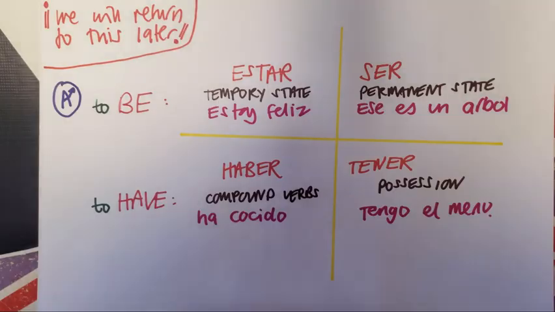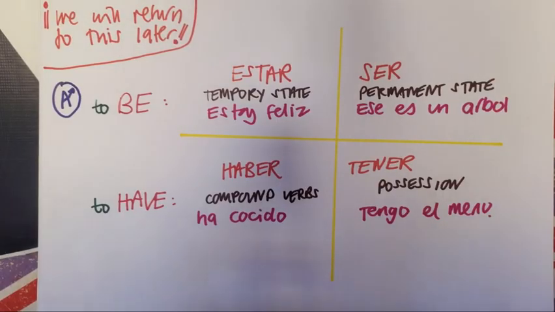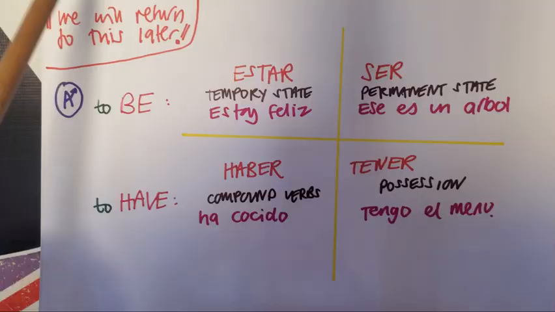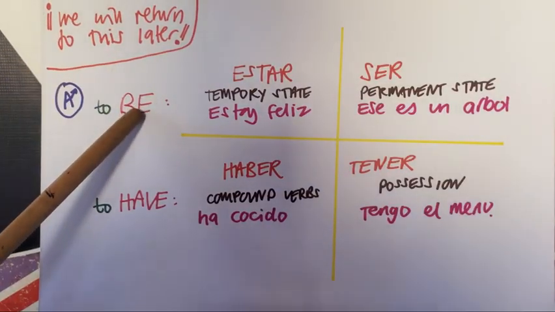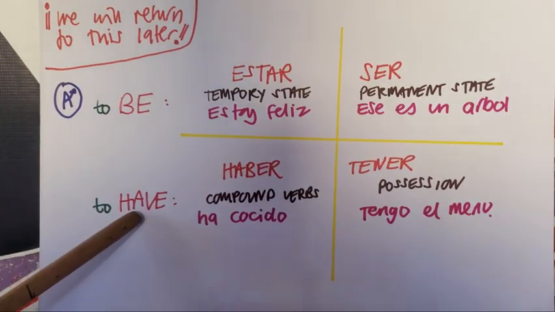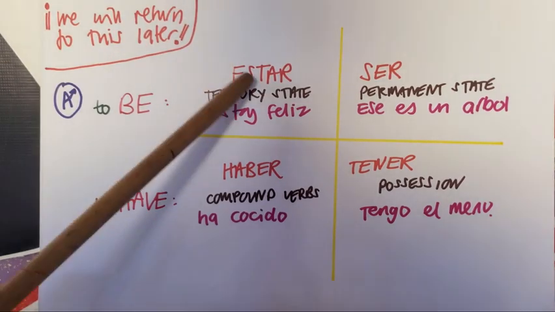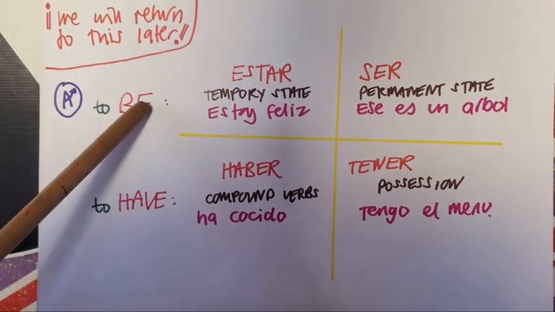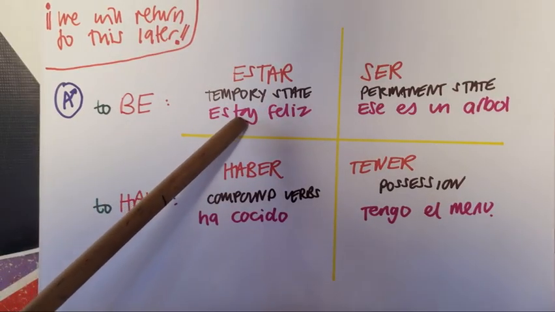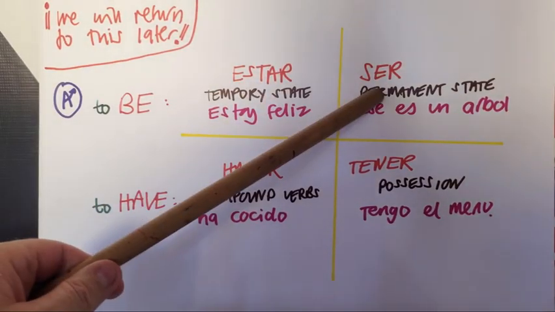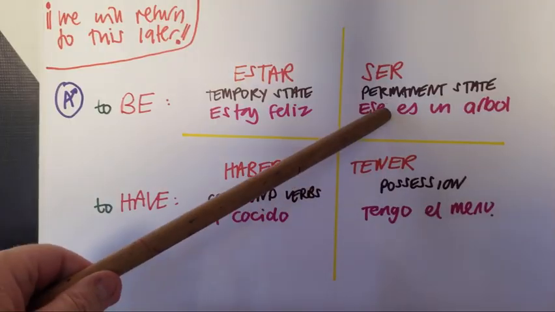Before we move forward, I will now recap. We will return to this later. Well, we won't. We've returned to it now. Spanish has two words to translate to be and two verbs to translate to have. Estar, to be, is used for temporary states, I am happy, and ser is used for permanent states.